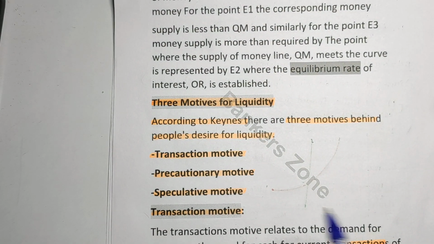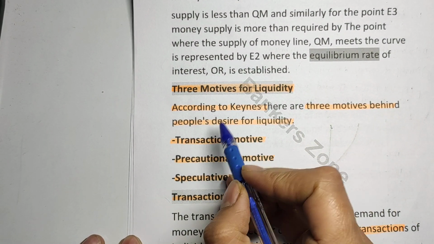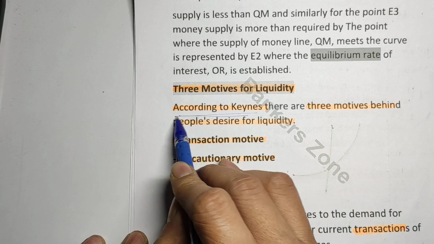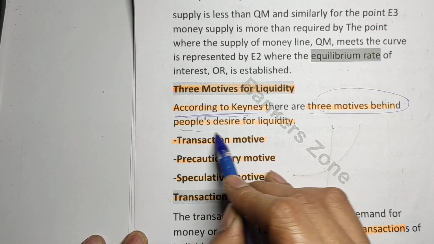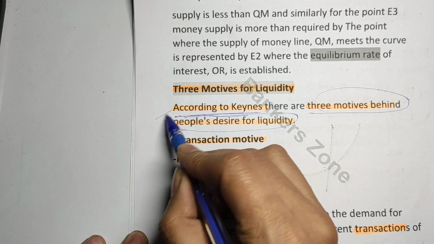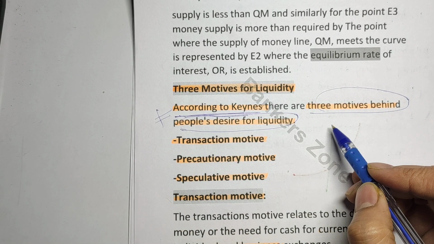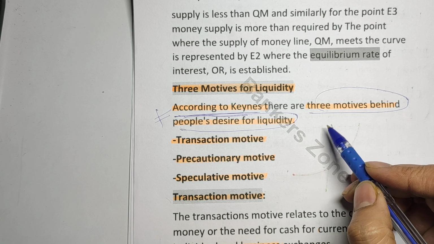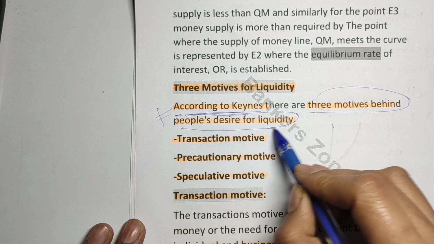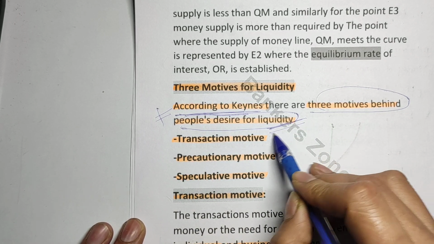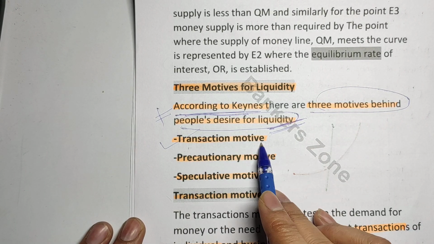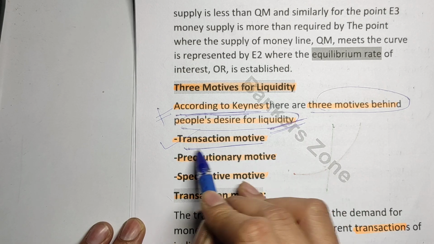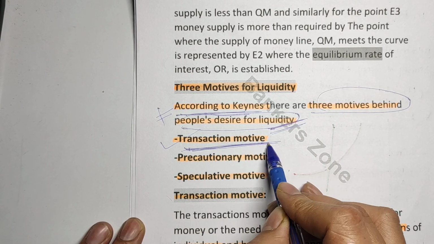See friends, according to Keynes, one important point I want to tell you. According to Keynes, there are three motives behind people's desire for liquidity. That means Keynes says that there are three reasons why people want more cash in hand, or more liquid cash, or more liquidity. Very first is the transaction motive. That means they want to do a transaction, that's why they want more liquidity.